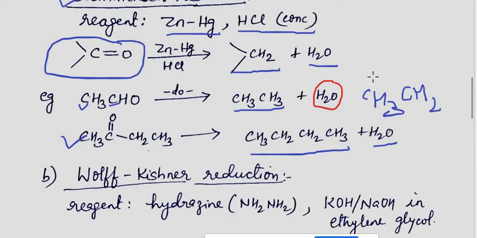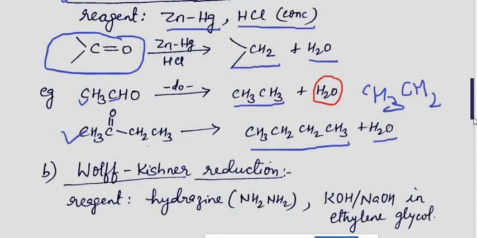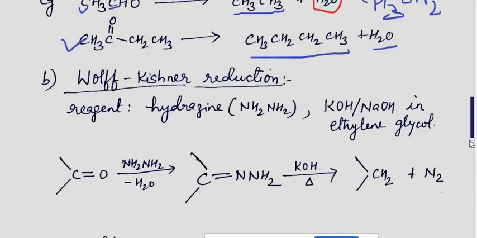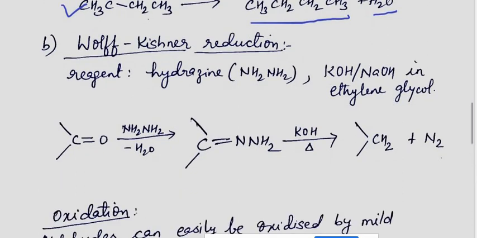So kindly read the question, whatever is asked. Many times they say write the structure of the main product. Other times they can say complete the reaction, or write the main product of the reaction. So accordingly you have to answer the question. Make a habit of writing the byproducts also. If you make a habit of writing the byproducts also, then you will not have any problem and you will not lose your marks because of that. Now the next reduction reaction is Wolff-Kishner reduction.